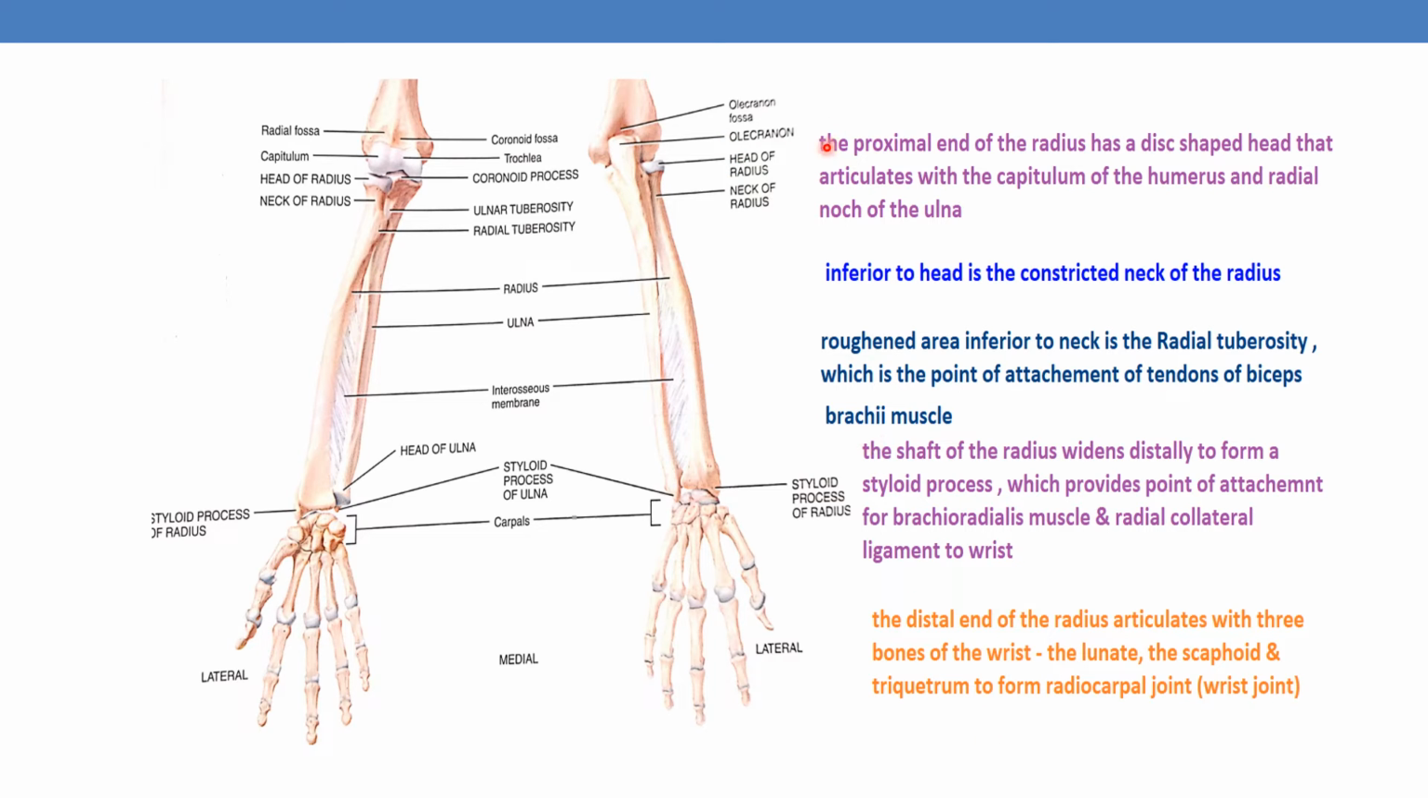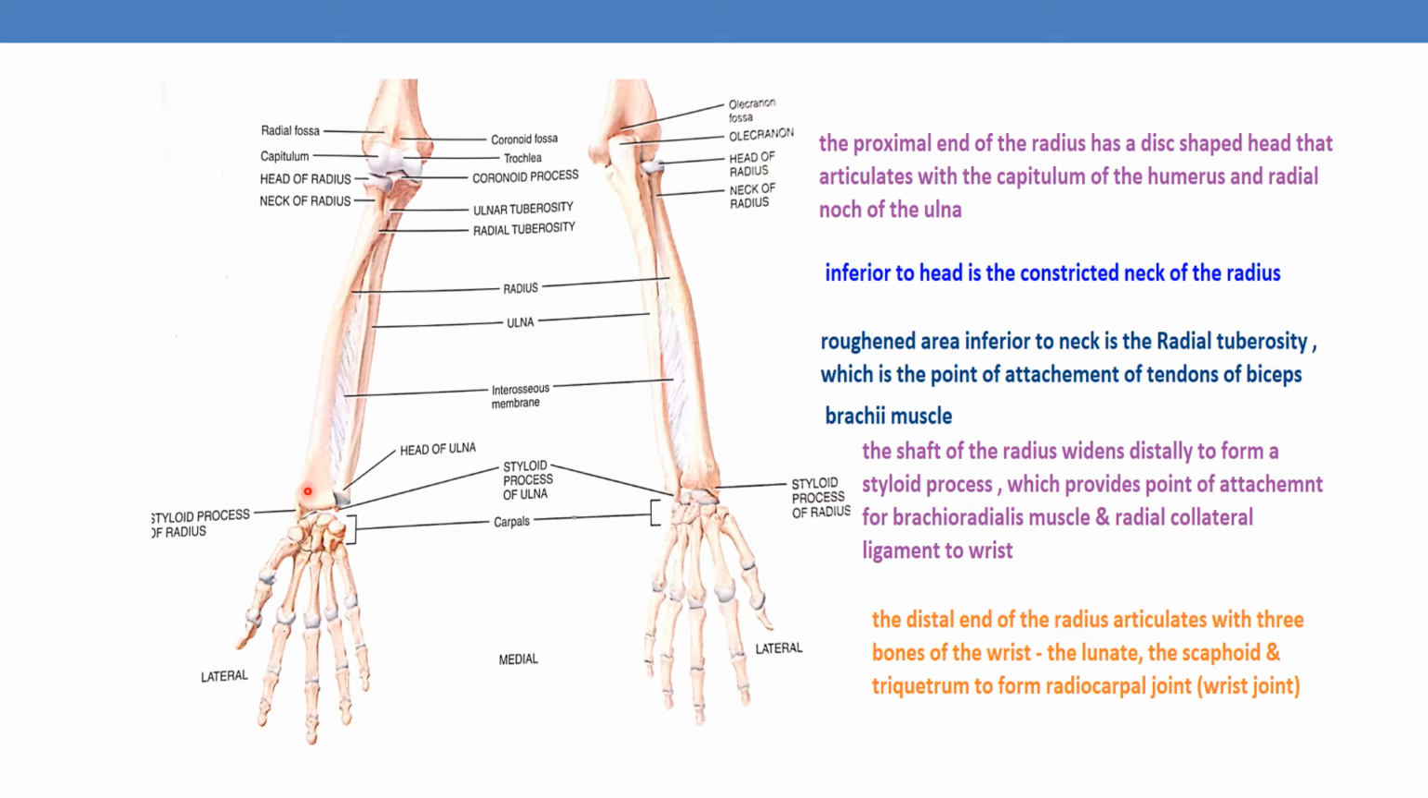The first one is the disc-shaped head, which articulates with the capitulum of the humerus and the radial notch of the ulna. The next is the neck of the radius. The next is the radial tuberosity, which is the point of attachment for the tendons of the biceps brachii muscle. Next is the shaft.